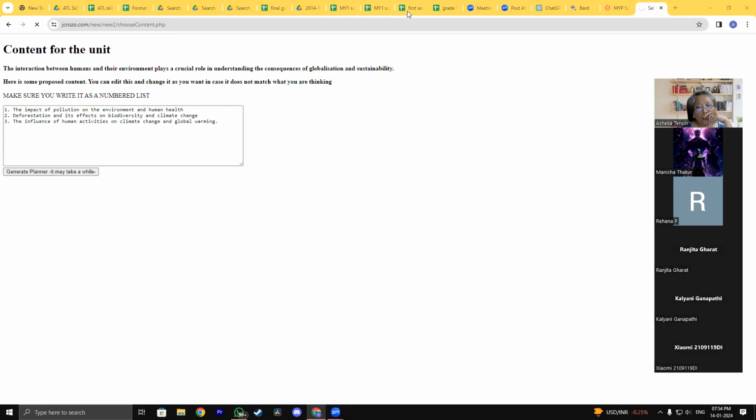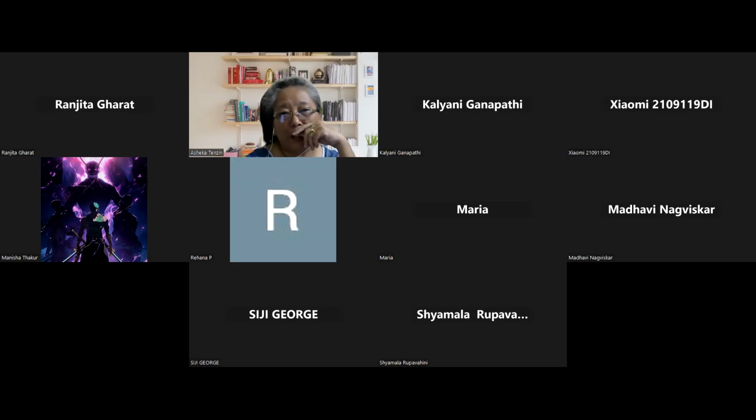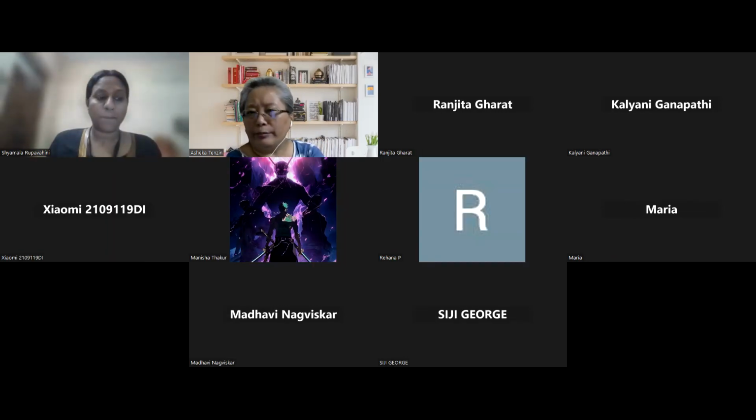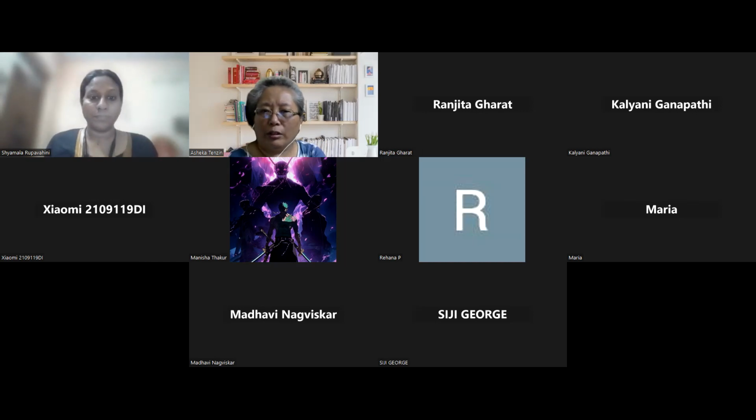Then it shouldn't look plagiarized if it looks similar. So you give credit. We use this particular generator to create the plan, and then you use ChatGPT to give you the different activities that you can do. So the AI tools make your life easier.